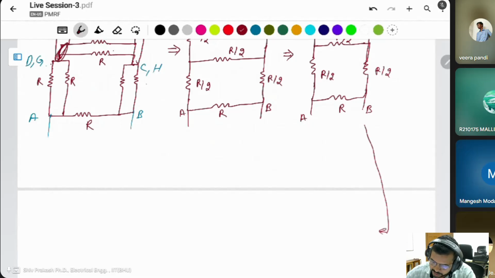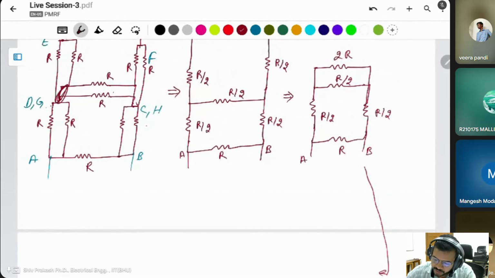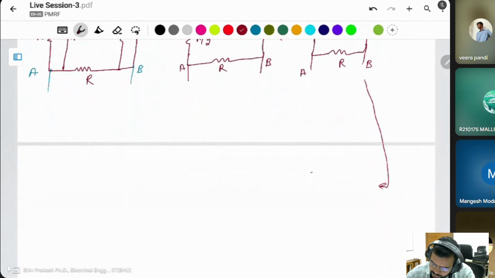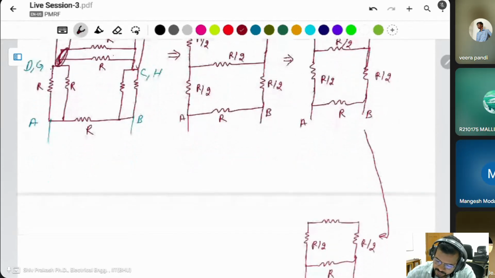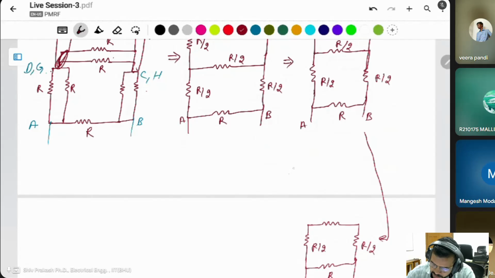Same thing written here. You can solve this one. Find a single resistor. Then after this it will look like that. A, B, this will be R, R by 2, R by 2. And solve this too. What is the equivalent resistance?